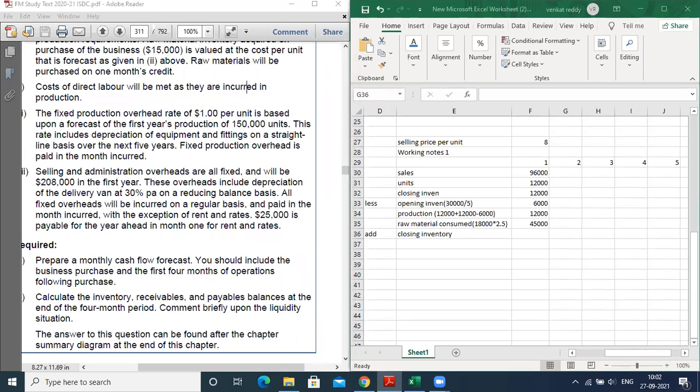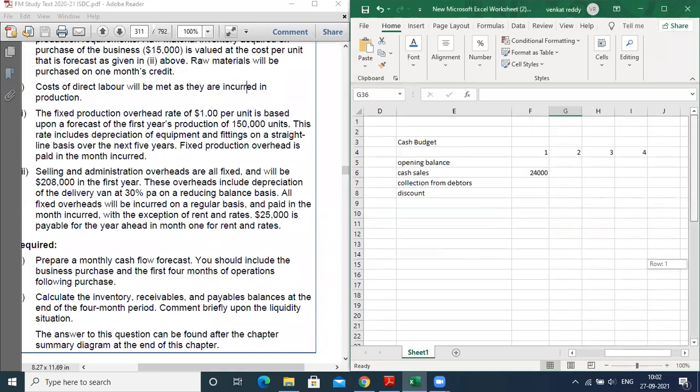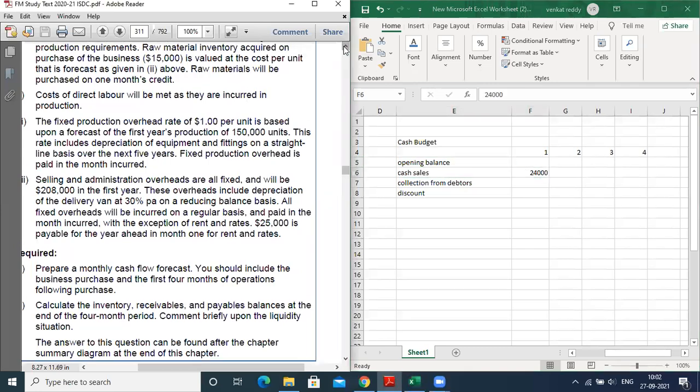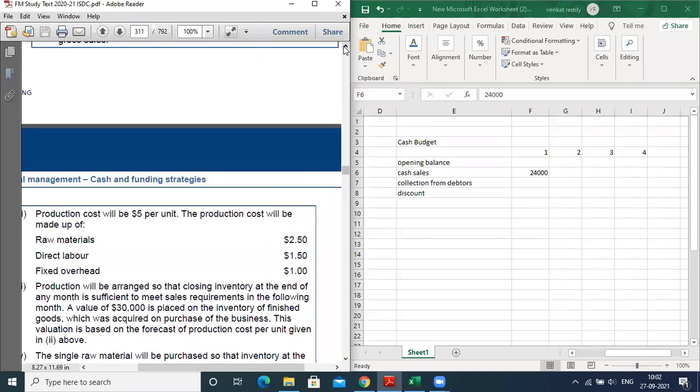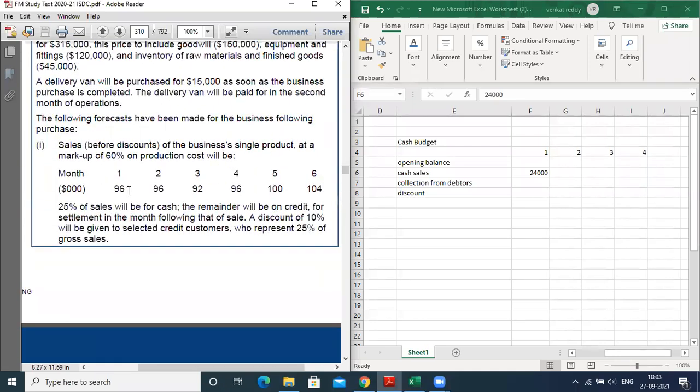So first here we started with the cash budget. So opening balance cash sales we got it as 24,000. So how we got 24,000 as cash sales? The total sales is 96,000. On that 25% is the cash sales. So then 24,000 is the cash sales, and collection from debtor, because we gave the 1 month credit period to the customer. So there will not be any collection from the debtor, and even discount is also not applicable, and there is no opening balance of cash for the first month.